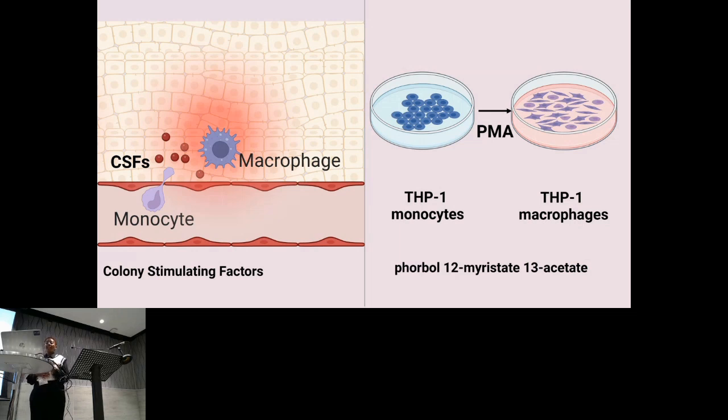Studying monocyte-to-macrophage differentiation in vitro usually involves pro-monocytic cell lines such as THP1s. These cells can be treated with PMA to induce differentiation into macrophages, and these THP1s, as well as the PMA-stimulated macrophages, have been shown to be similar to primary monocytes and macrophages.